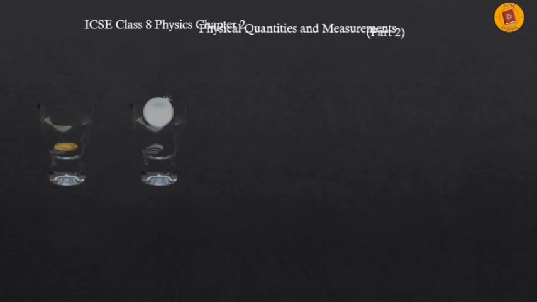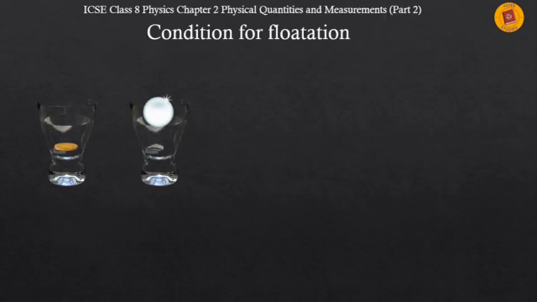So let's start. In our daily activity we have noticed that some objects sink in water whereas some objects float in water. Why is it so? For example, we have got a metal coin here. If you put it in a glass of water, you will see that it sinks down. But if you take a ball, for example a thermocol ball, we will see that it floats on the surface of water.